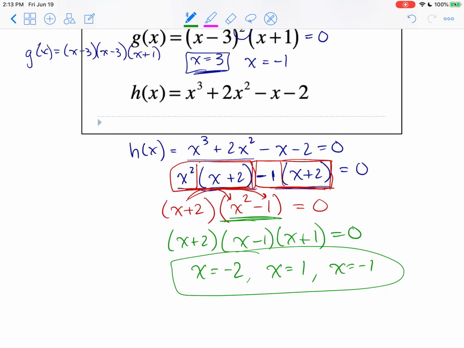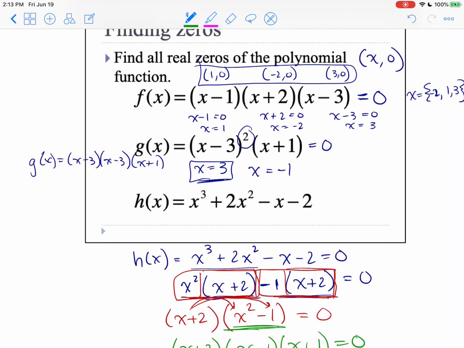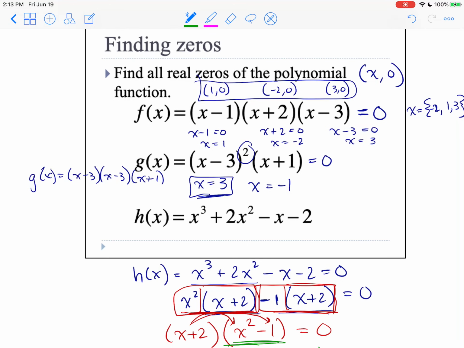And again, if I was talking about the points on a graph, I would write these as ordered pairs. If I was talking about x-intercepts, I would want them as ordered pairs, but Pearson MyLab just wants you to type in -2, 1, and -1 separated by commas. So as long as you have this in there, this would be the correct answer on Pearson MyLab if they were asking for x-intercepts. Okay?